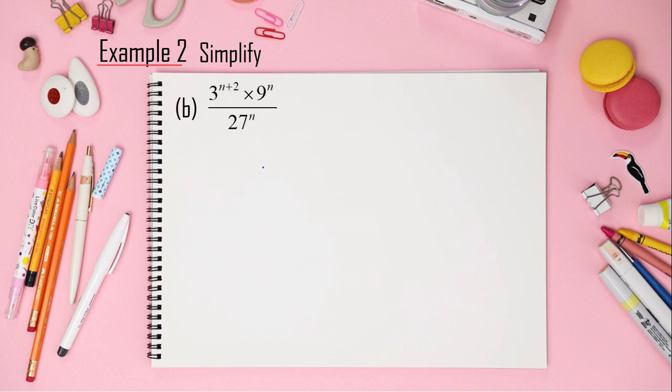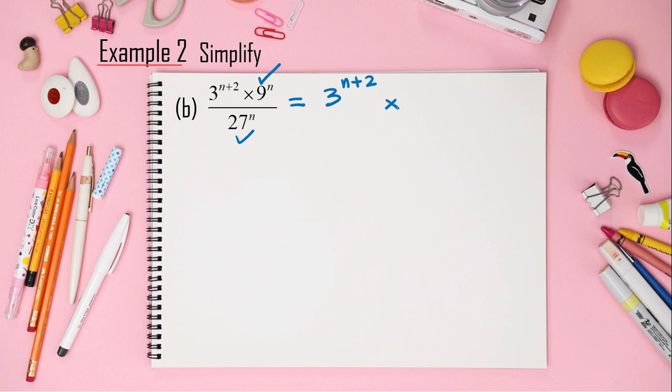Okay, the next one, we have 3 to the power of n plus 2 times 9 to the power n over 27 to the power n. To simplify this, the first thing to think about is whether it is possible to get all the bases with the same value. Can 9 be 3 to the power of something? Yes, of course. Can 27 be 3 to the power of something? Yes, again, of course.